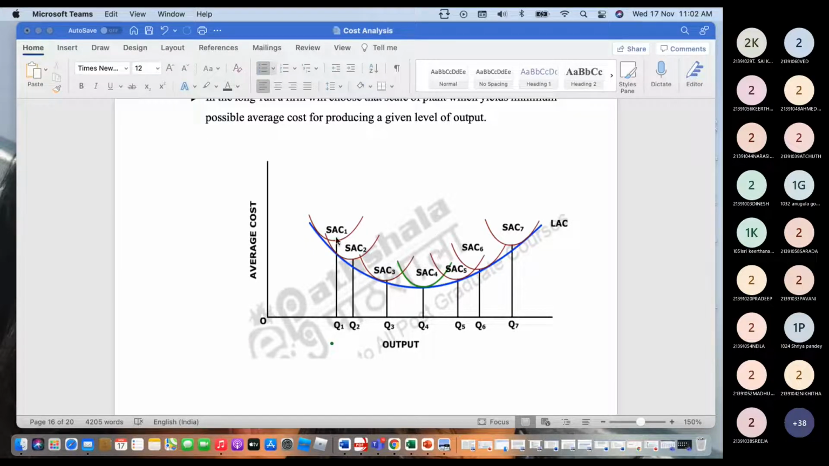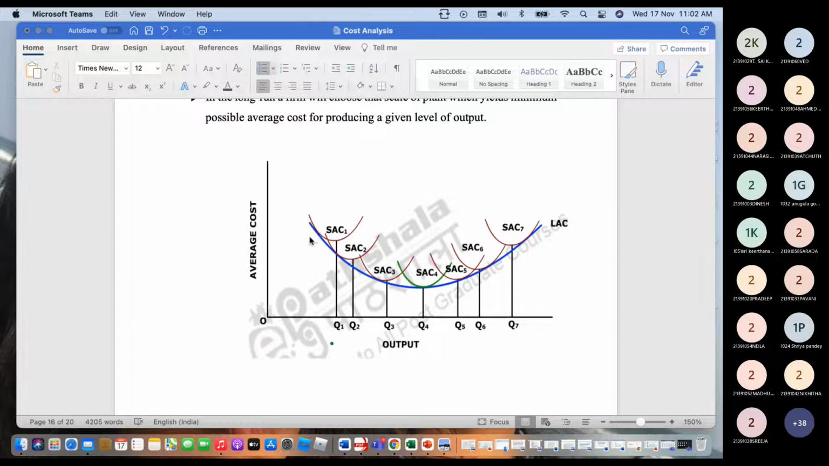And when you are drawing it, students, make sure that the SAC curve touches the LAC curve. So first you will draw the big LAC curve, and in between that hollow, you will be drawing the SAC curves. And keep one thing in mind, that one SAC curve, which is SAC4 here, its minimum point should be the minimum point of the LAC curve also.